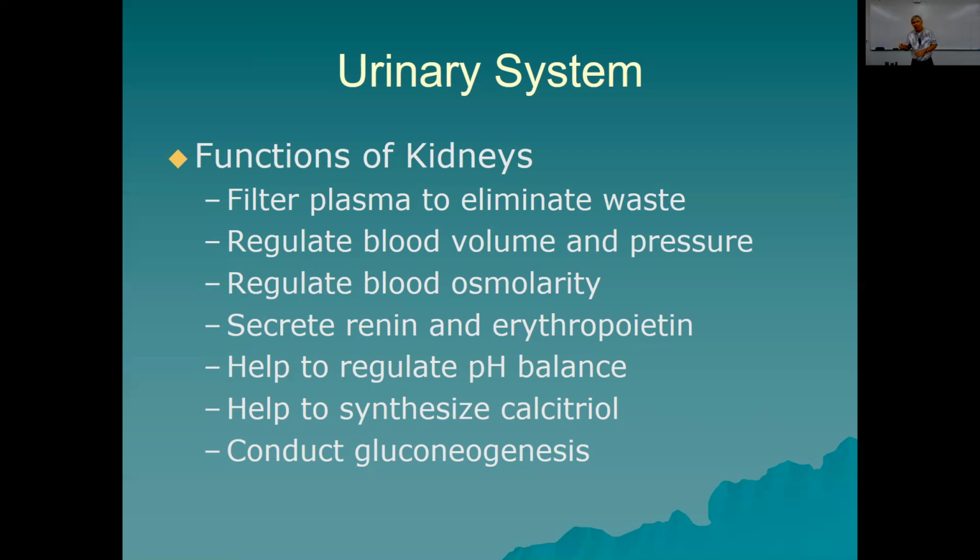Also, kidneys have a role in regulating blood pressure by secreting renin. Remember, that is the enzyme that converts angiotensinogen into angiotensin 1. And then eventually that can convert to angiotensin 2, which constricts blood vessels, stimulates aldosterone secretion from the adrenal cortex, and makes you thirsty to raise blood volume. And then has an effect on hematocrit.